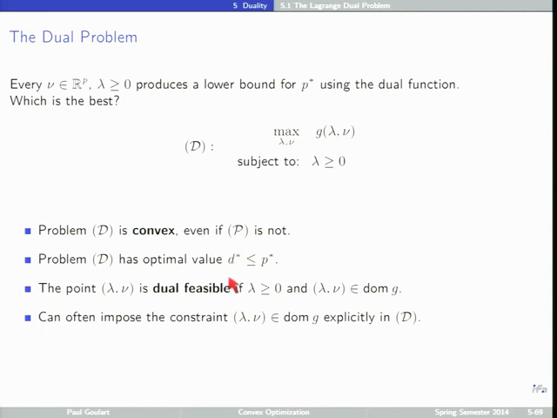I say that a point is dual feasible if I pick a combination of weights that's in the domain of this function g. The domain is all the points where it doesn't take the value minus infinity, and the lambda is non-negative. This constraint, that the lambda and nu have to be in the domain, can sometimes, or maybe even often, be written down explicitly. So instead of maximizing over lambda and nu in the domain of g, I can just write down the domain of g as an explicit constraint. I'll do that in a moment.